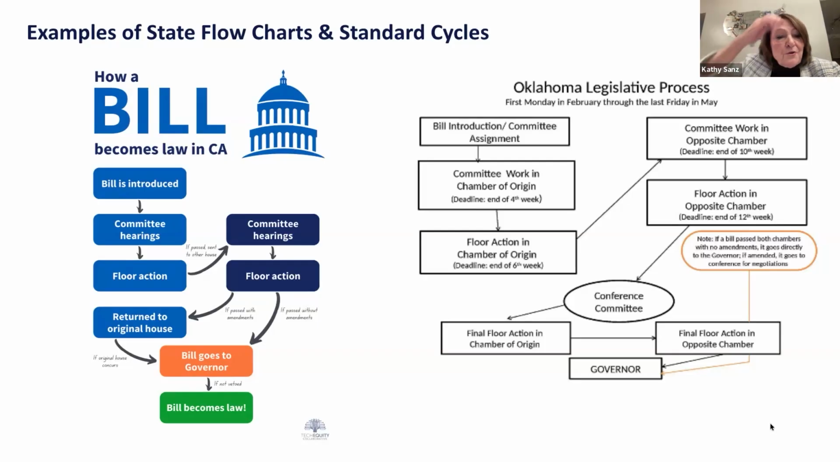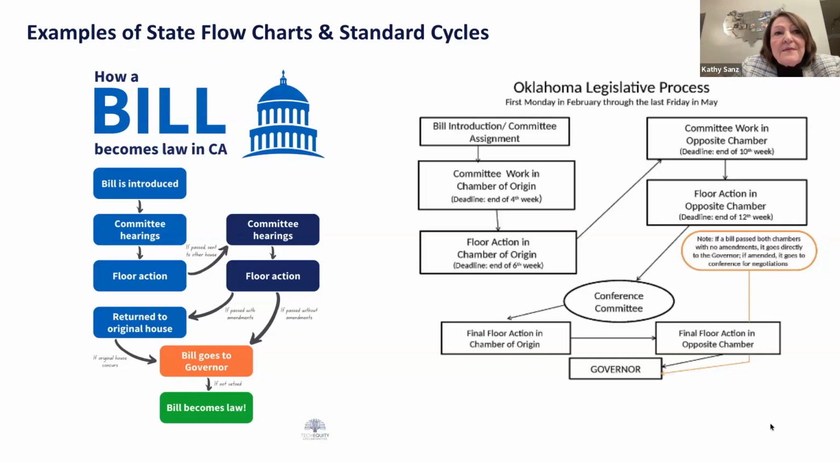Now, looking at these two flow charts, Florida has a flow chart. I would venture to guess that most of your states have a flow chart. When looking at these two, you will see that both of them say that the bill is introduced. So, for instance, in California, the bill is introduced in the Senate, and then it goes to committee hearings, and then it goes to the floor for the whole chamber. Then it goes across the aisle to go through committee hearings, floor action, and then the bill goes to the governor.